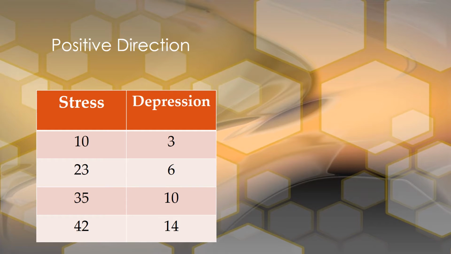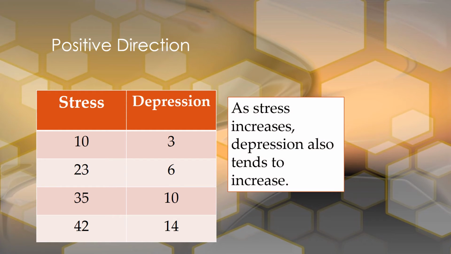With an n of 4, here we have data with a positive direction. You can see as the stress level increases, so if we go down, it tends to increase from 10 to 23 to 35 to 42. The depression levels also tend to increase, so they're going together, from 3 to 6 to 10. So as stress increases, depression also tends to increase. So we have a positive direction.